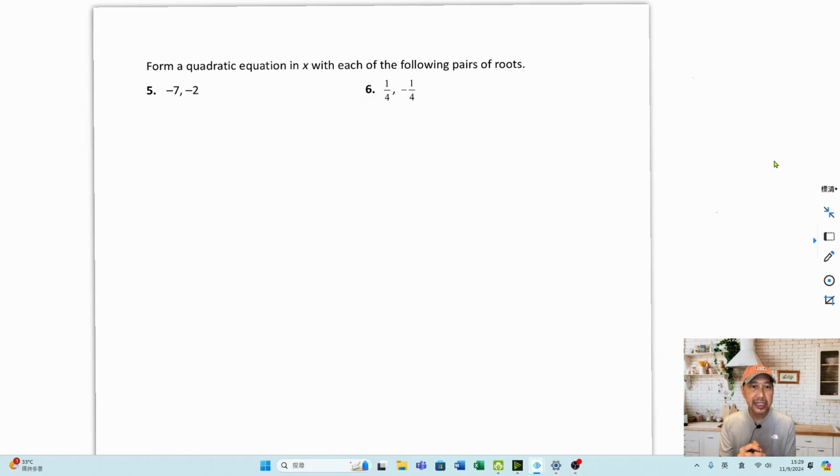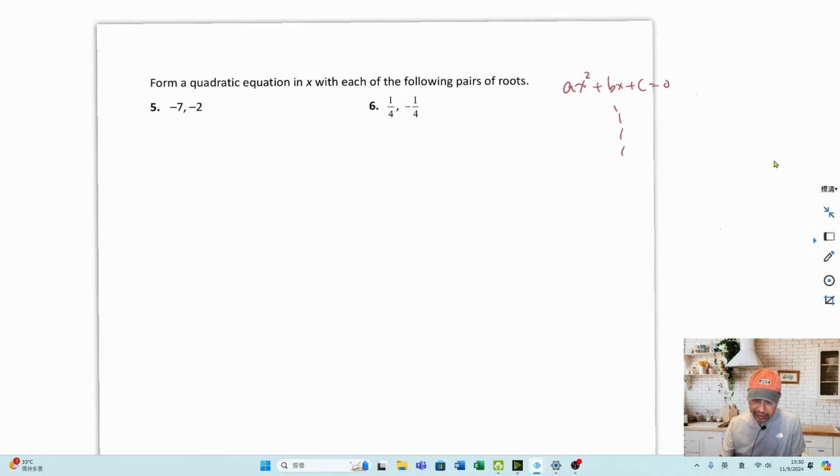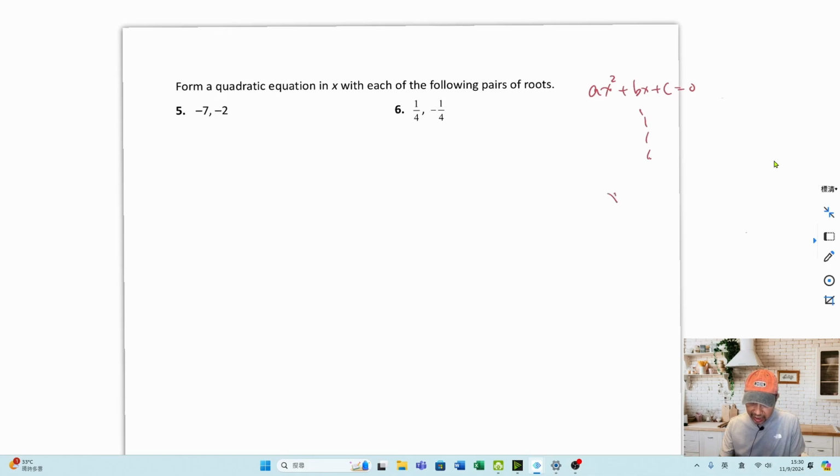In questions 5 and 6, we are required to form a quadratic equation in s with each of the following pairs of roots. Actually, we are given an equation as squared plus bs plus c is equal to 0, and then we use the cross method, or we use a calculator, and some steps. After several steps, we have the answer: s is d, or s is equal to e. Okay, given equations, you solve the equations and get the answer.